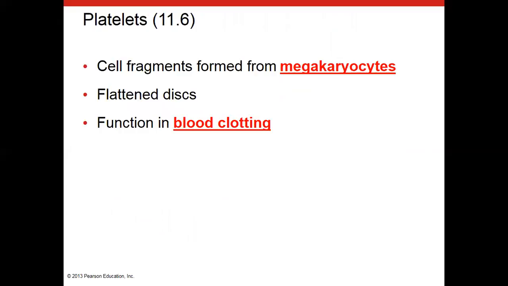Platelets are the last type of formed element. They are really just cell fragments, produced by clipping off pieces of a cell called a megakaryocyte. They're little flattened discs, and they function in blood clotting.